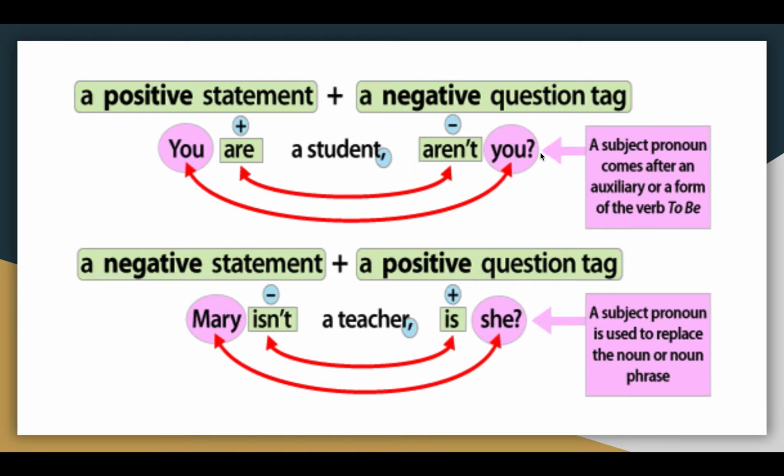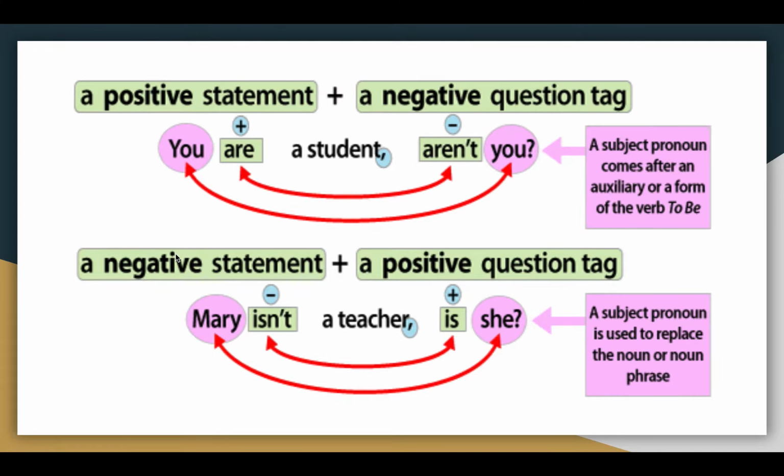Aren't you? Now, in a negative question tag, you don't say "are not you" or "is not you," but you contract it. When we say contract, you use the apostrophe and you omit the O. You don't use N-O-T, but N apostrophe T. Aren't you? I hope that's clear. You're a student, aren't you?